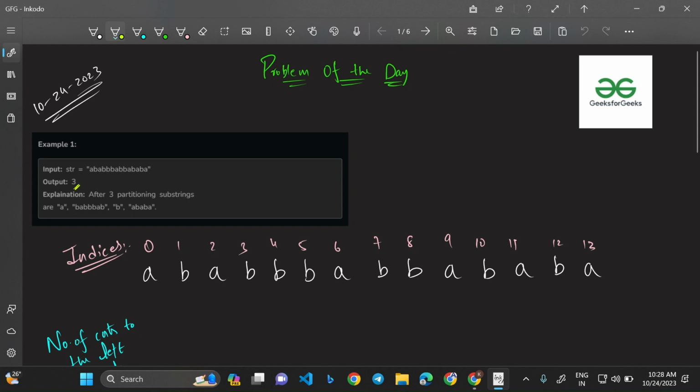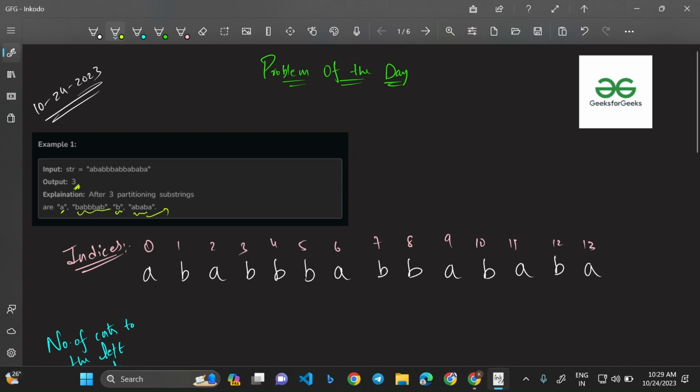So the output says the answer is 3. Why? Because after 3 partitions, the substrings are A, BABB, BABB, ABA, BA. Okay, so this is a palindrome. This is a palindrome. This is a palindrome. This is a palindrome.